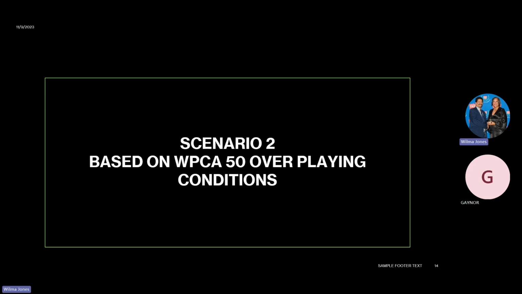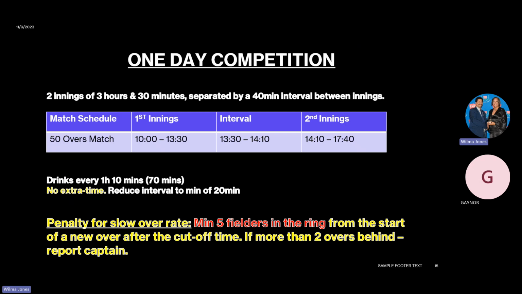This one is based on the Western Province Cricket Association's 50 over playing conditions. Also, just to give a recap on that, each innings is of duration 3 hours and 30 minutes and is separated by a 40-minute interval between innings. The 50 over match will start at 10 o'clock for the first innings and end at 1:30. The interval will be from 1:30 to 14:10, or 10 past 2. And the second innings will start at 10 past 2 until 20 to 6, 17:40.